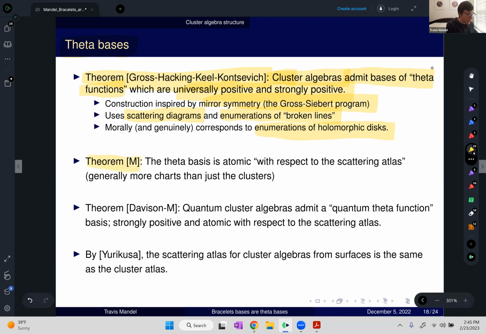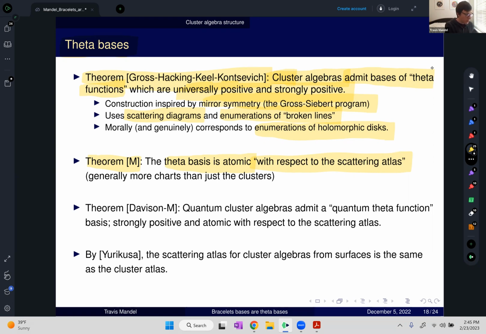And I found that this theta basis is atomic, not using positivity in terms of clusters, but atomic with respect to the scattering atlas. I mentioned you have these scattering diagrams. These will basically be a bunch of walls that cut some space into chambers, and some chambers will correspond to the clusters, but there will be additional chambers that give you more local coordinate systems. And you need to look at positivity in all of these local coordinate systems for these to be atomic.